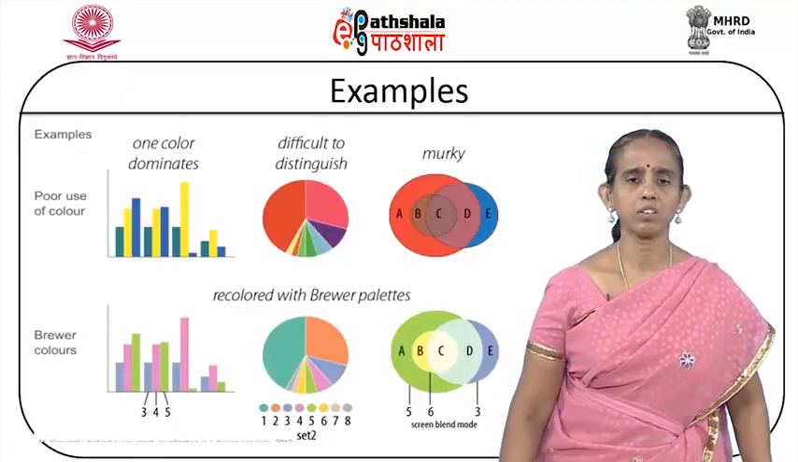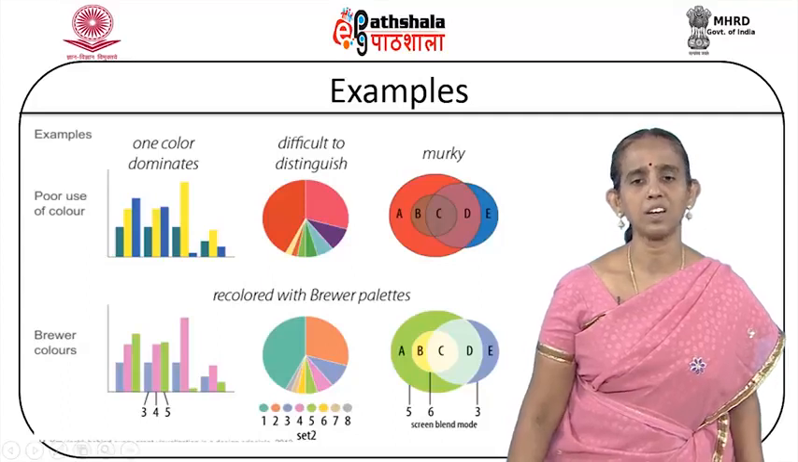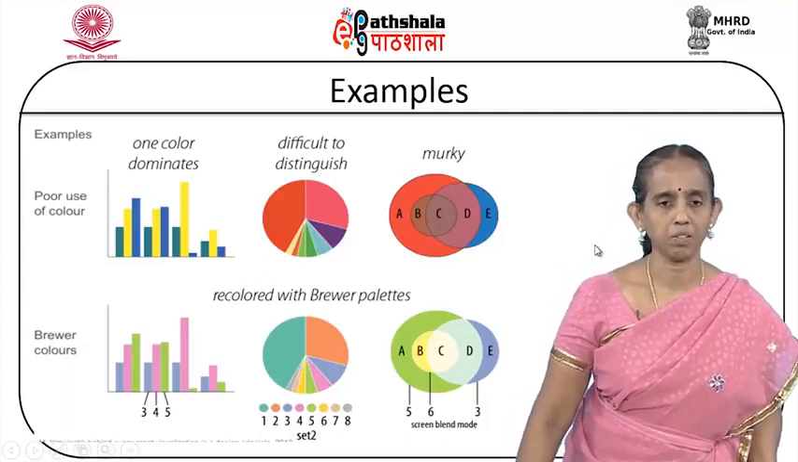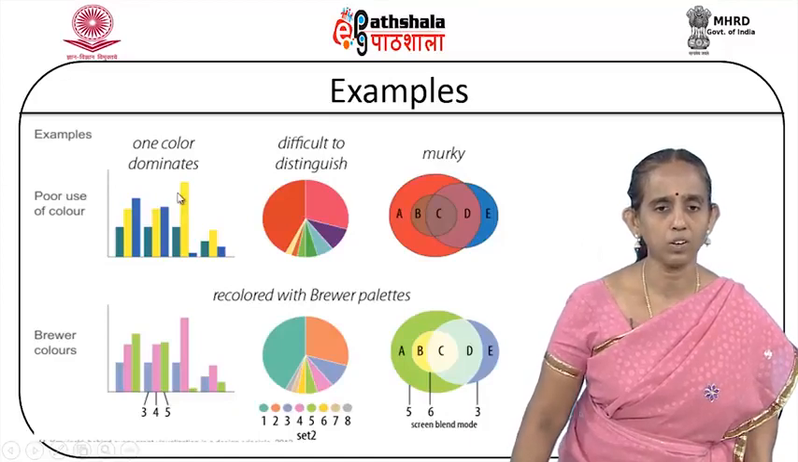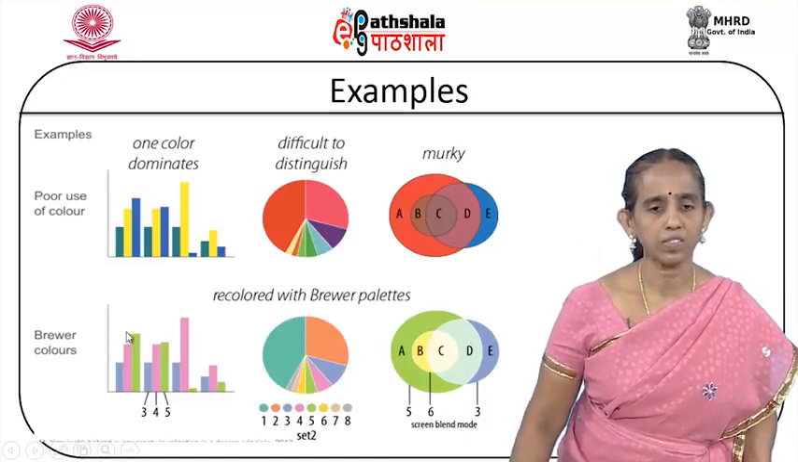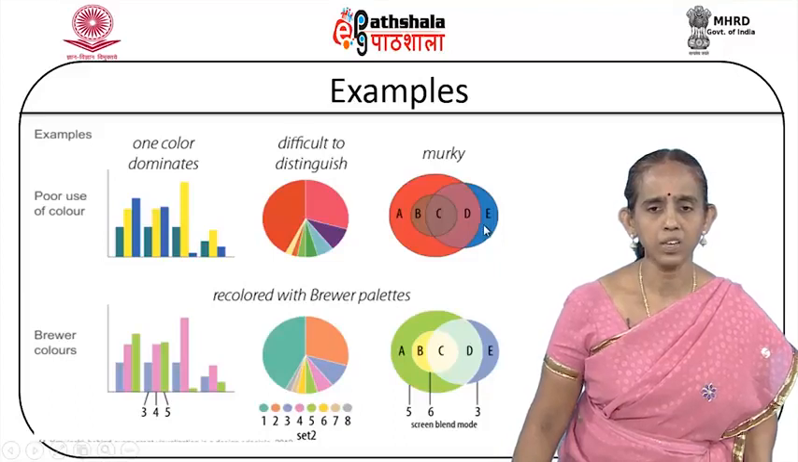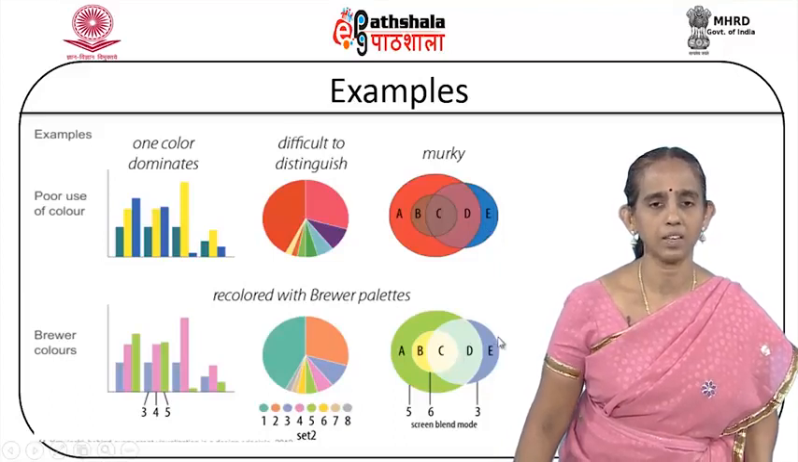So these are certain example visuals that are being created using the above 5 design principles that have been studied. The one color dominates here. Here we can see they are Brewer colors. Difficult to distinguish in this figure. They are recolored with the Brewer palettes, and this is murky in nature, so here it is being recolored.